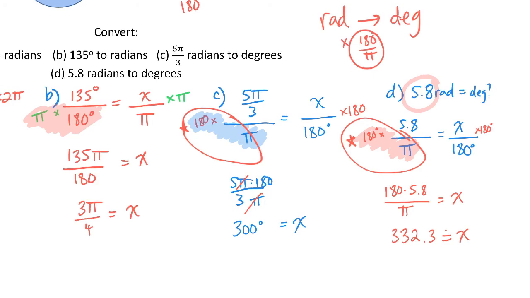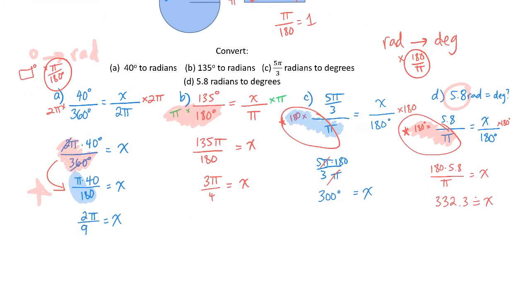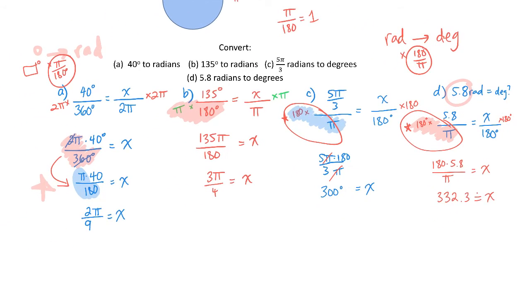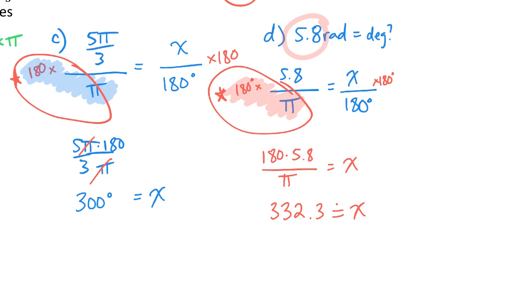Okay, now the next thing I want to think about before we move on is reasoning, to decide if the answers that we got make sense. So let's start at the bottom here, with question letter D. 5.8 radians. We know that all the way around the circle was a little bit more than 6 radians, because that's 2 pi radians, so we know that that's a little bit over 6.